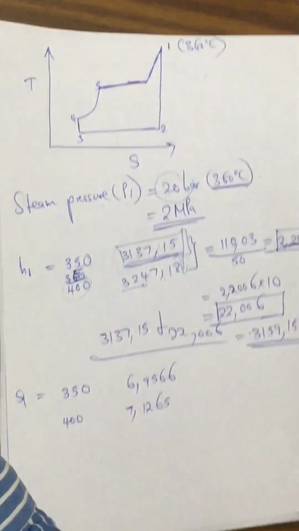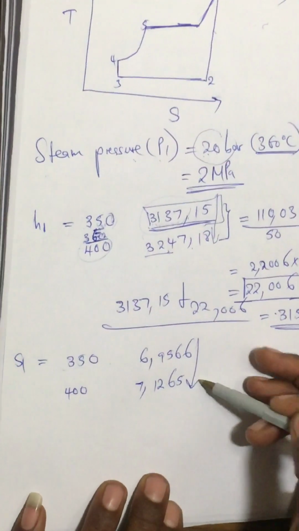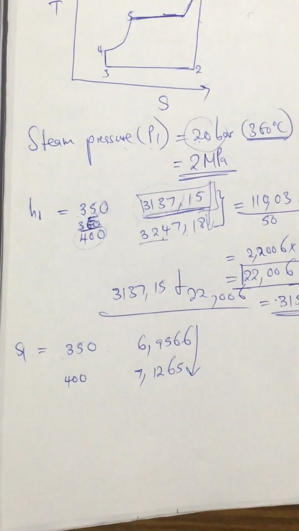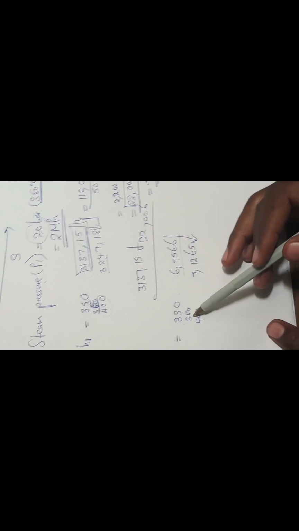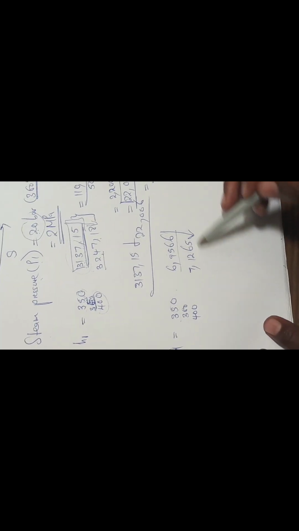If you are done with this, we are going to repeat the process. And since the numbers we are having here are just increasing, after getting the difference between 350 and 360, which is 10 here, firstly let us find the difference we are having here. If we subtract 7.1265 by 6.9566, our answer is going to be 0.1699, and then the total difference between 400 and 350 is 50.